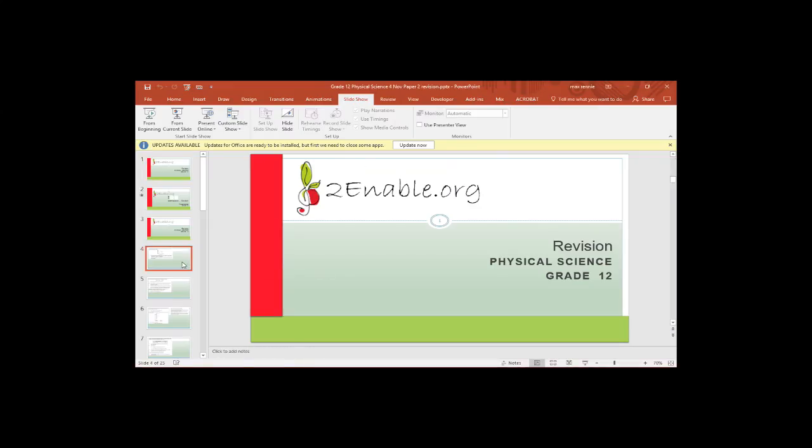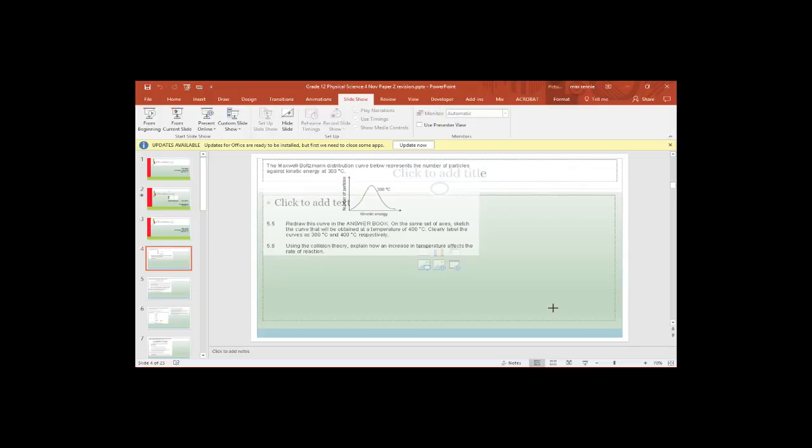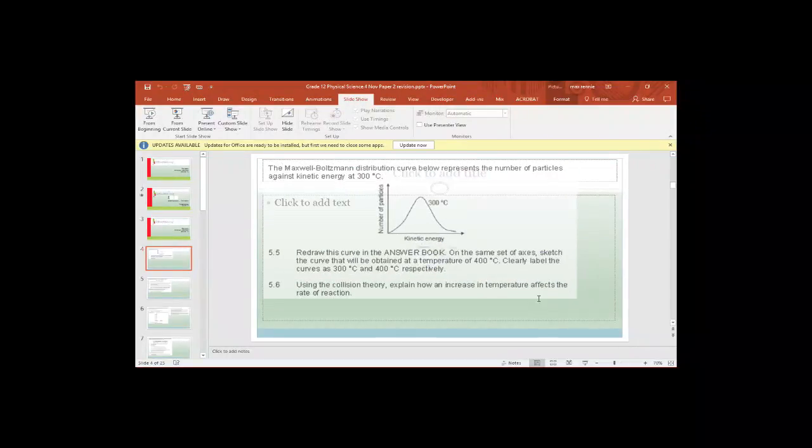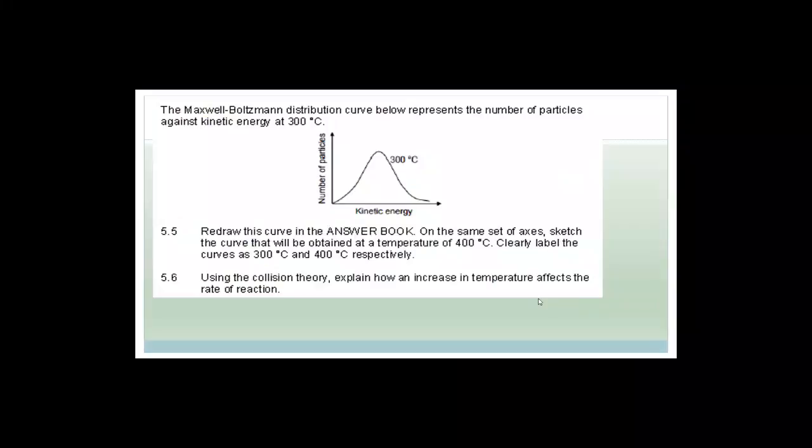Okay, so let's see if we can help you with that by going through some more questions. The question says the Maxwell-Boltzmann distribution curve below represents the number of particles against kinetic energy at 300 degrees Celsius. Redraw this curve in the answer book. On the same set of axes, sketch the curve that will be obtained at a temperature of 400 degrees Celsius. Clearly label the curves 300 degrees and 400. I'm not going to redraw, I'm just going to draw on top of this.